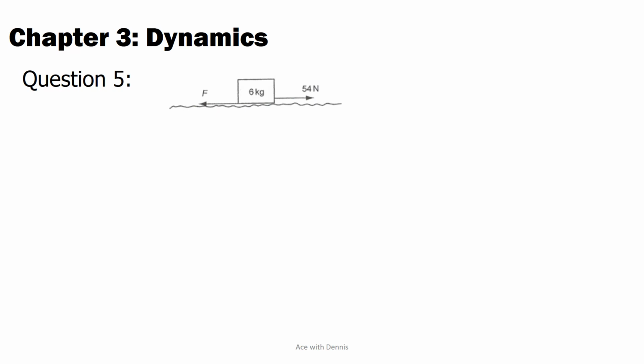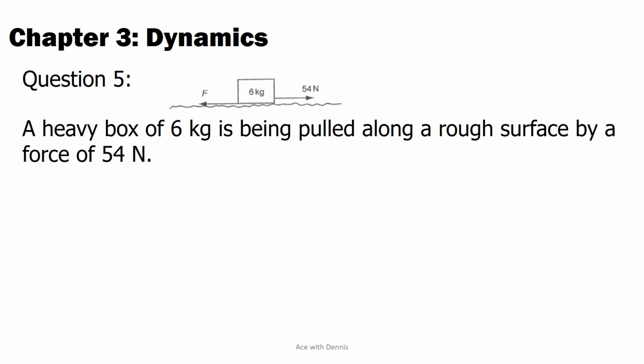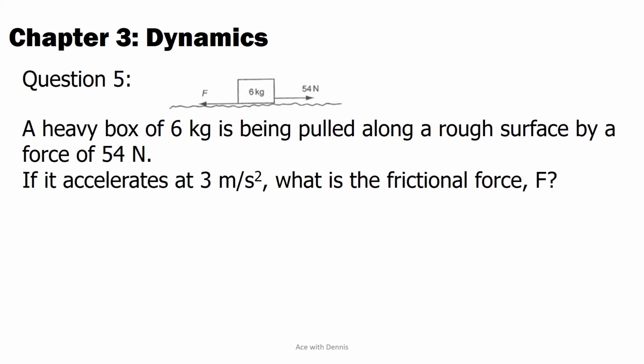Question 5. A heavy box of 6 kilograms is being pulled along a rough surface by a force of 54 newtons. If it accelerates at 3 meters per second square, what is the frictional force, F? A. 9 newtons. B. 18 newtons. C. 36 newtons. D. 54 newtons.